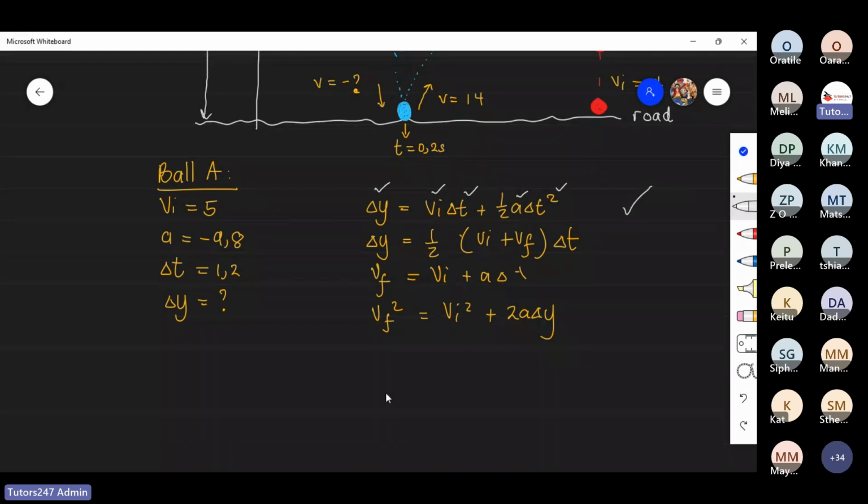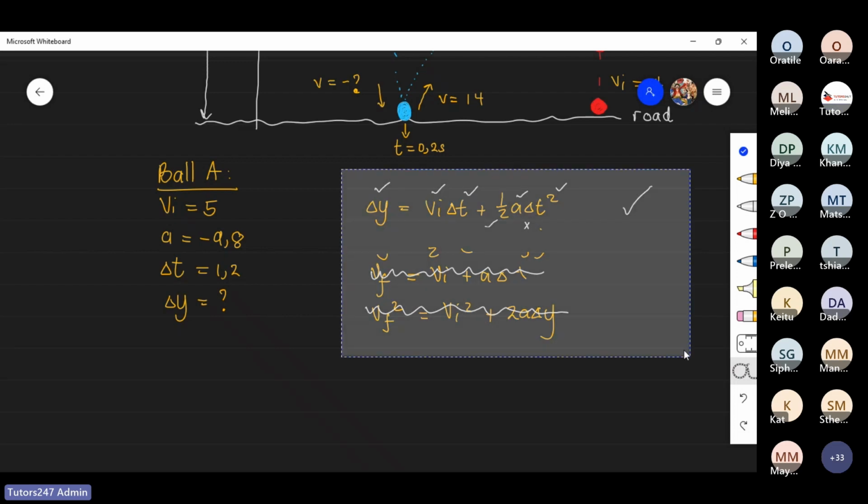Let's have a look at formula 2. We are looking for displacement, so that's fine. We have initial velocity, so that is fine. But we do not have final velocity. We don't know the final velocity at 1.2 seconds. So we cannot use formula 2. If we look at the third formula, that also has final velocity, so we can't use it. If we look at the fourth formula, that also has final velocity. So basically, any formula that has final velocity in it cannot be used. So let us clear this up. We are going to make use of the first formula only.